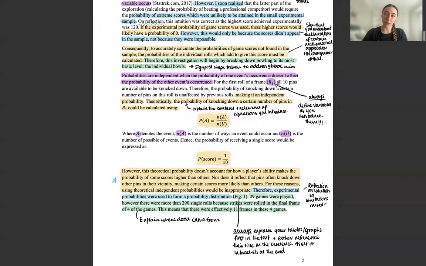So we have things here. Look, I'm introducing my variables there, just in brackets. I'm explaining the context of the equations before I introduce them, so I'm not just chucking a random equation in and saying, oh, I'm using independent probabilities. I'm introducing it, saying the probability of knocking down a certain number of pins in R1, roll 1, could be calculated using this formula, and then I define all of the variables in the formula.